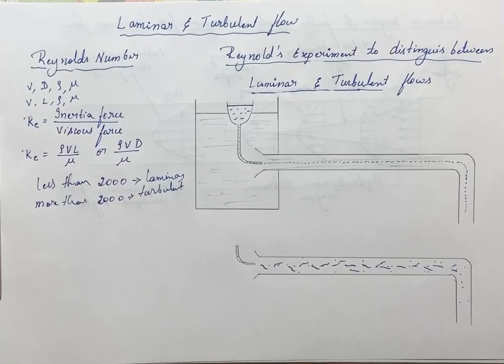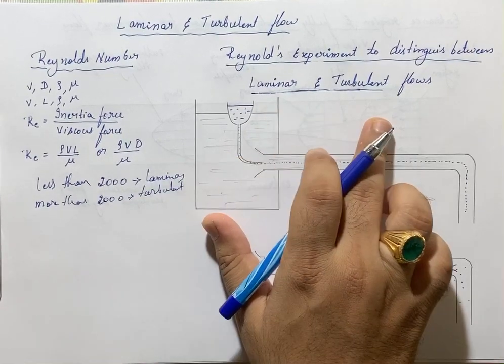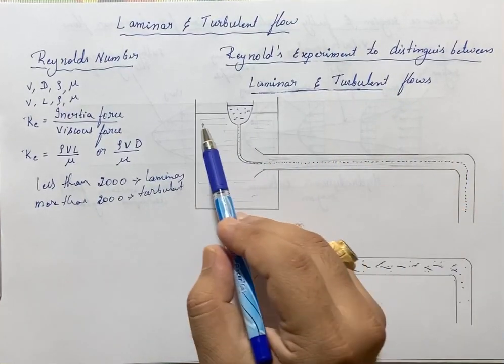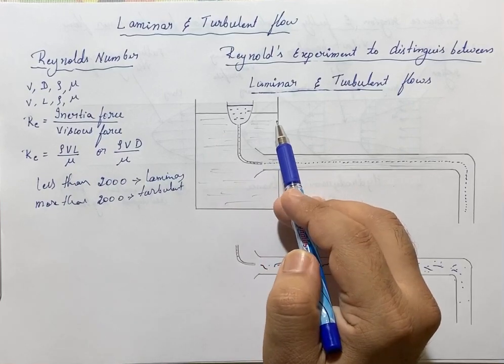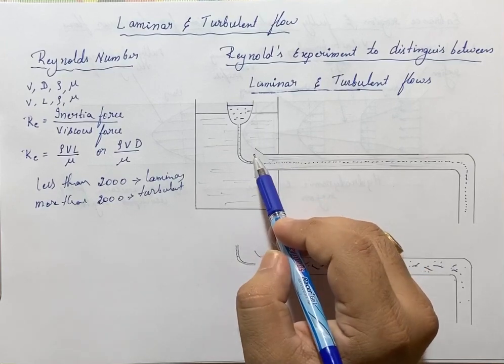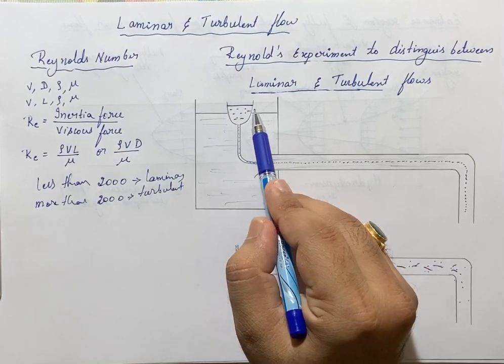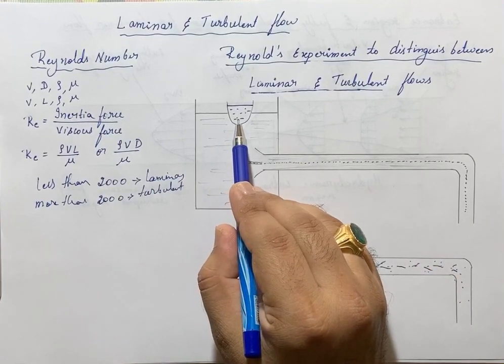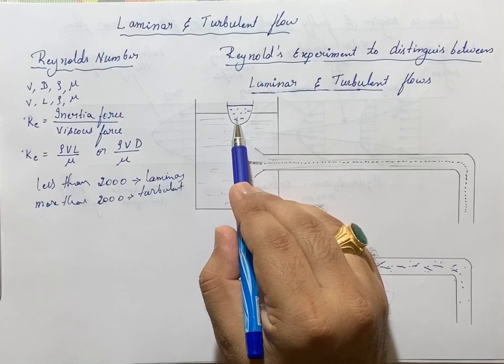Now, I told you Reynolds is the scientist who coined the terms laminar and turbulent. How he got this is with respect to the Reynolds experiment. In Reynolds experiment, he has taken a tank filled with a fluid, let us say water, and one more small pot which is filled with a dye ink.